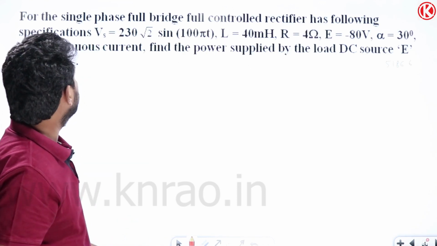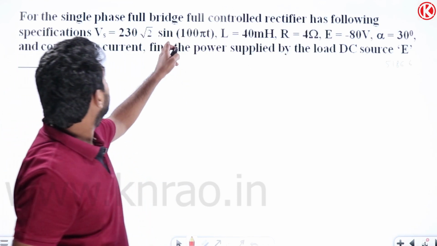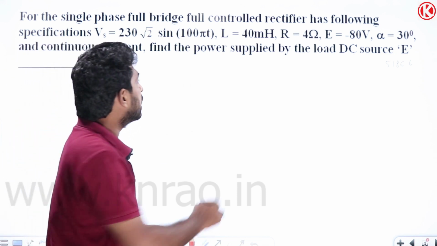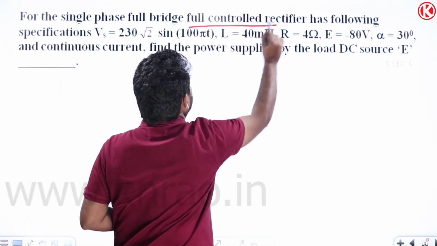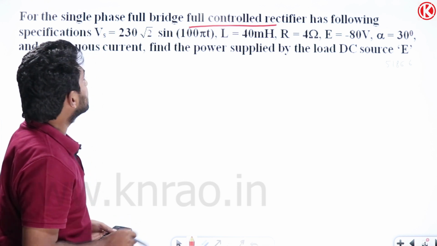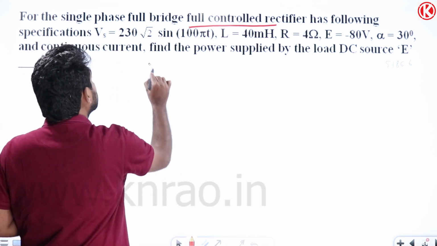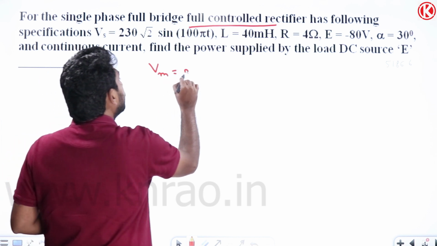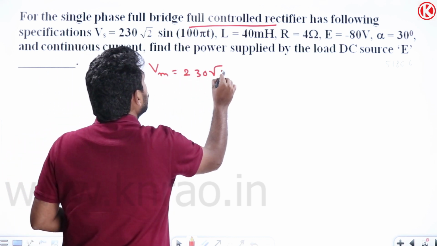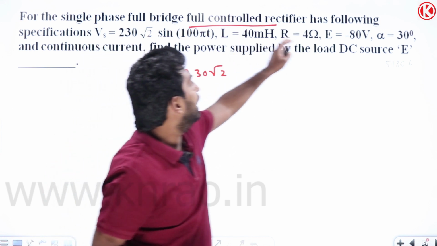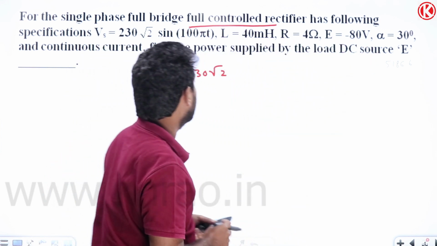So what is the problem here? It is a single phase, again a full bridge, fully controlled rectifier. Vs is given as 230 root 2, so Vm is 230 root 2. And the load is an RLE load.